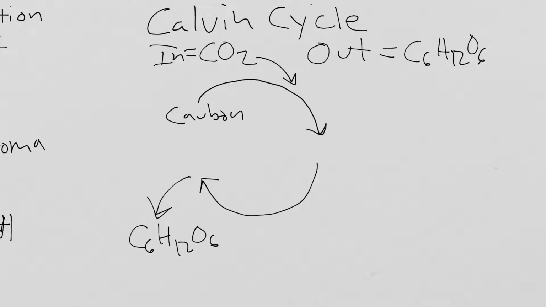So, Calvin cycle should be fairly quick for you. You just need to realize that you are using your carbon for photosynthesis, which is carbon dioxide, and then you're getting a new carbon molecule out that has a lot more stored energy in it called C6H12O6, or glucose.